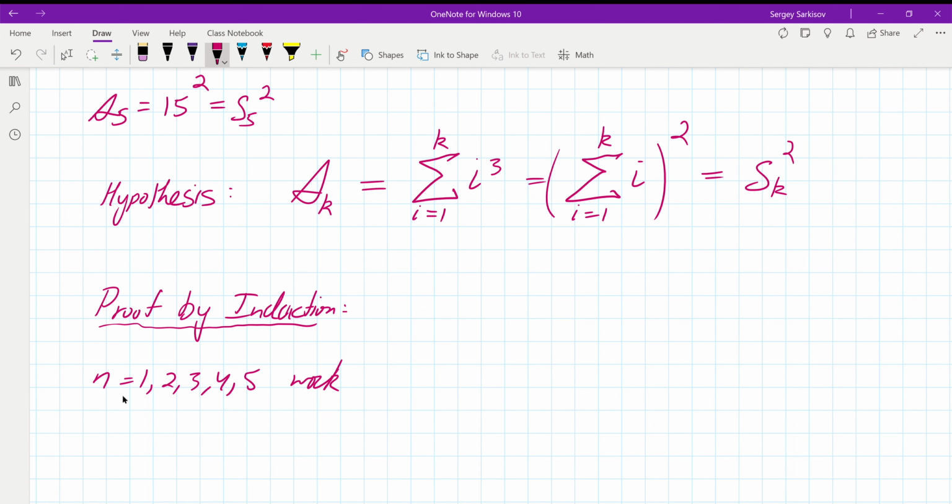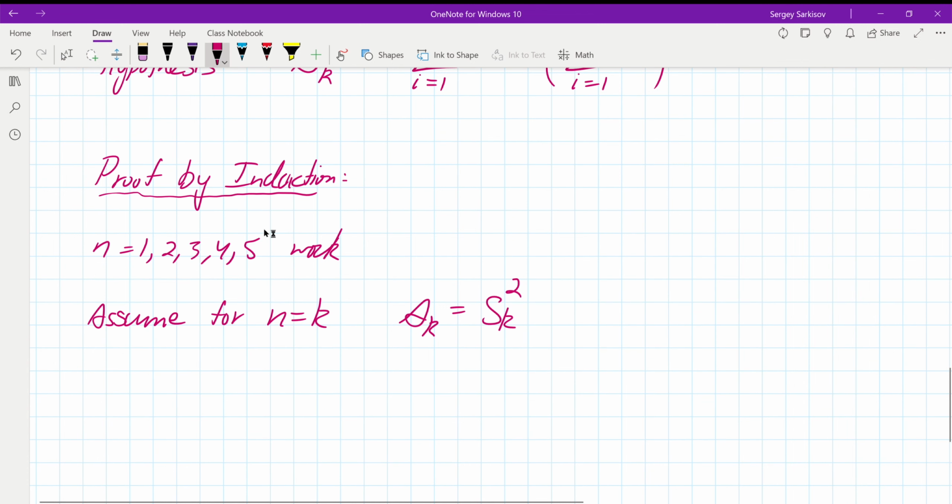So let's assume that for n equals k, this is true, that this is equal to this. This sum of cubes is equal to the sum of the natural numbers, the arithmetic sum, squared. Now, our proof is that we want to show this is working for n equals k plus 1. Let me show you what's going to happen.